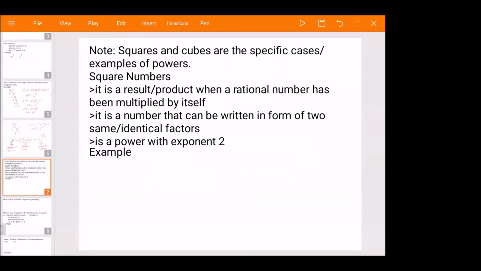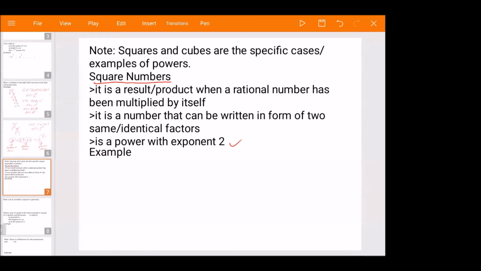Now let us define square numbers. We can define square numbers in 3 ways. As we discussed before, we can simply say it is a power with exponent 2. A square number is a number which is expressed in power form with exponent 2. Or a square number is a result or a product when a rational number is multiplied by itself. Or a square number is a number that can be written in the form of two same or identical factors. So we can define square numbers in these three ways.